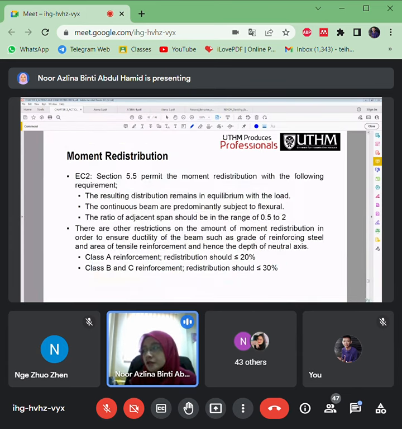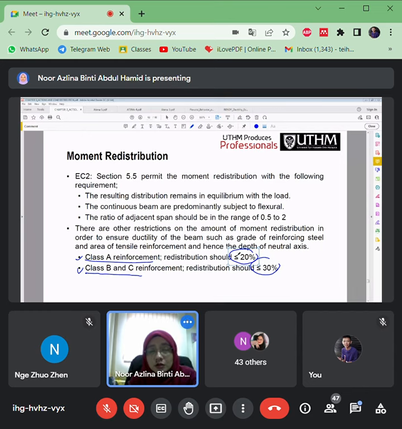The moment redistribution here can be up to 20% or 30%, which depends on the class of the reinforcement. Is it class A, class B, or class C? So you need to know what the class is. If the question mentions that you need to do moment redistribution, then from the original moment you need to come up with the redistributed moment. If it mentions class A, then your redistribution should be up to 20%.